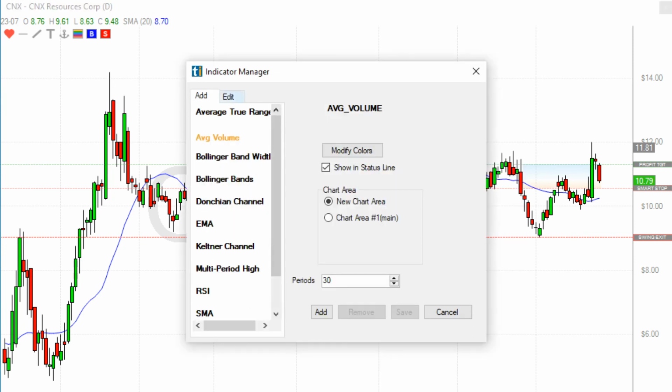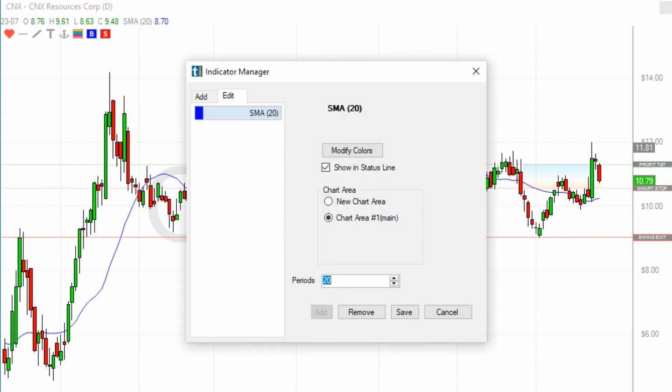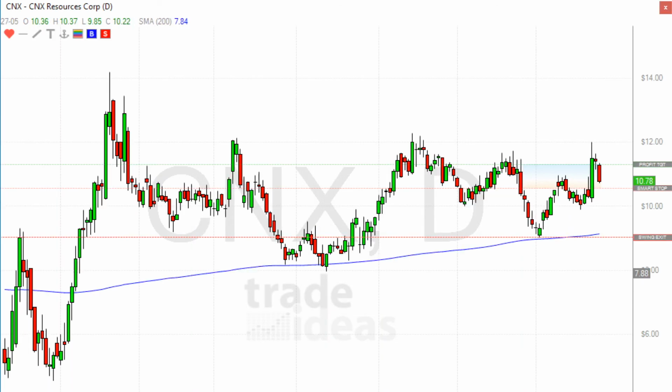And if I edit this SMA and I say, let's make this a 200 period moving average, which is something a lot of institutions use. You can see the 200 period moving average here on CNX, again, as support here and as support here, right? Decent little plays would be to see if it holds support and buy it as it leaves support, with a stop under support. But again, how do we scan for them?